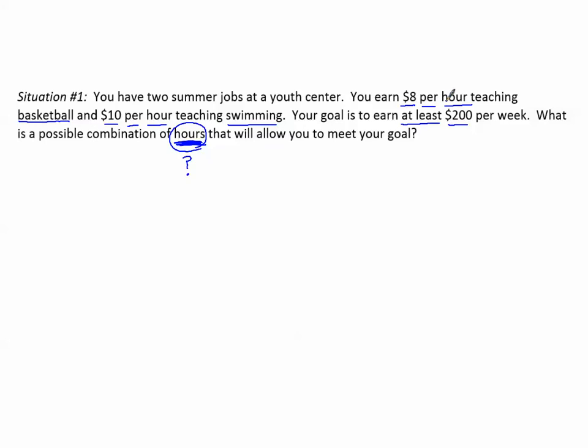$8 per basketball hour. Remember, the per is like when we say times X, where the number of hours teaching basketball is the X, and $10 per hour teaching swimming, where the swimming would be the other variable like Y. So per hour swimming would be like times Y. So we have 8x and 10y, and then notice the keyword at least 200. At least means it can be 200 and more, so greater than or equal to 200. So the way we finish this is greater than or equal to 200.